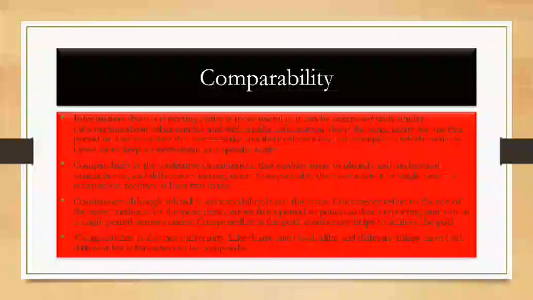Consistency, although related to comparability, is not the same. Consistency refers to the use of the same method for the same items, either from period to period within a reporting entity or in a single period across entities. Comparability is the goal. Consistency helps to achieve the goal. Comparability is also not uniformity. Like things must look alike and different things must look different for information to be comparable.